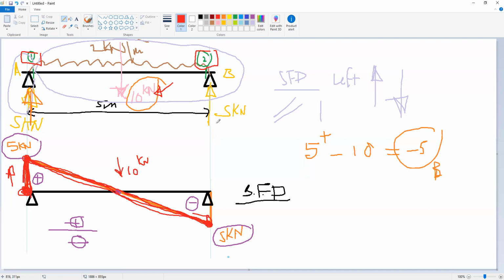Then after section 2, we have 5 kilonewton. So this 5 will bring us again to 0. You want me to repeat again for this one? Yeah, that's fine. I'll go through this again. And then the second step is the moment. So we have the moment next.